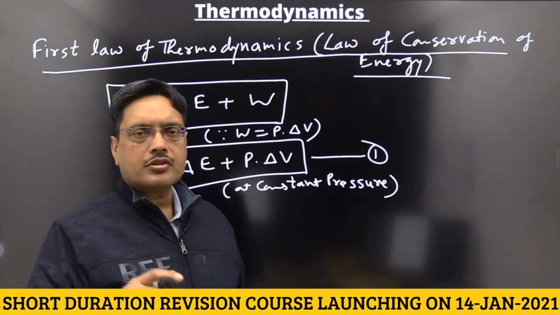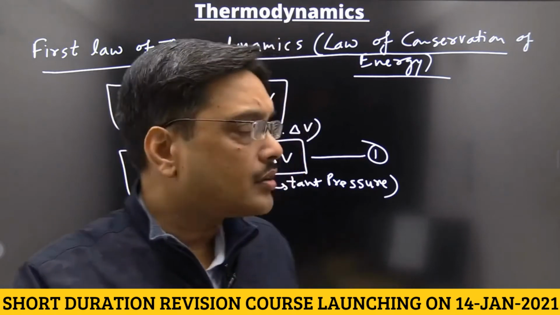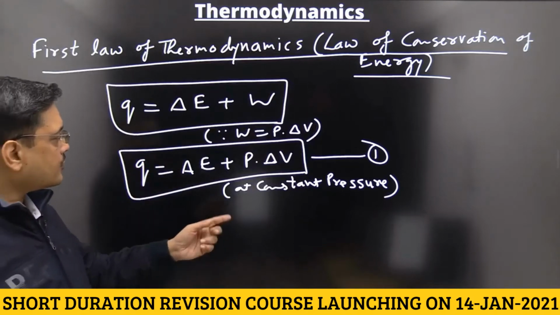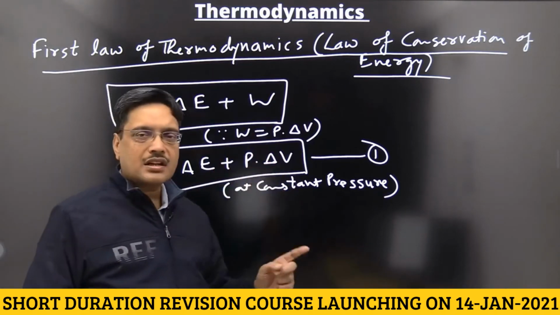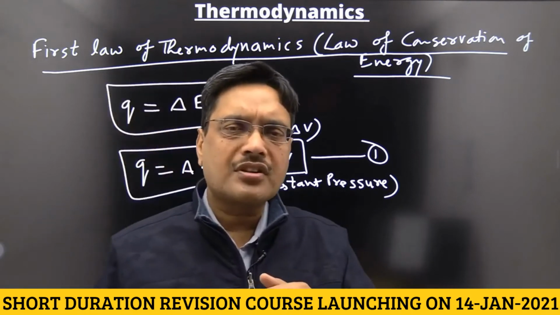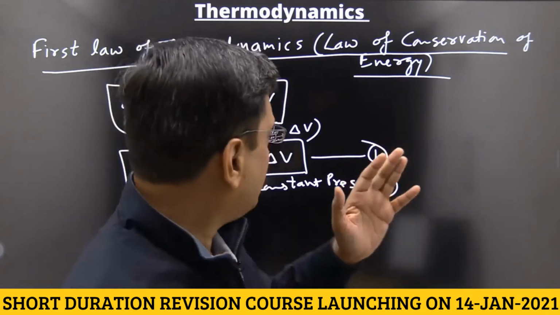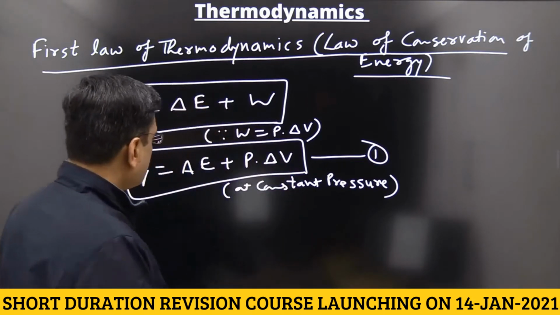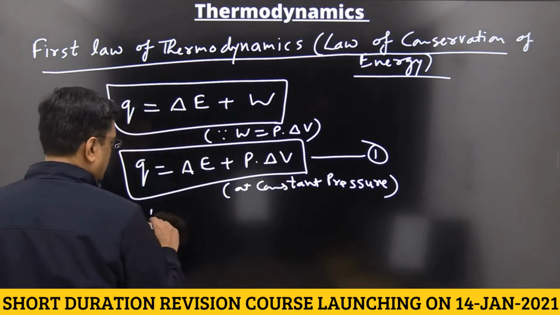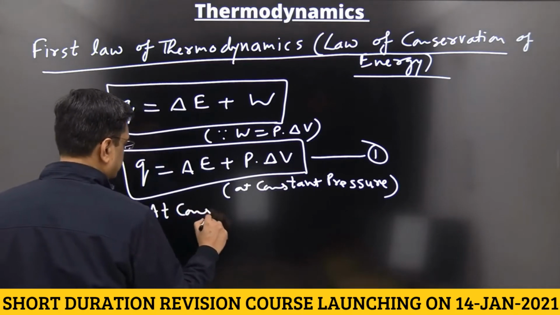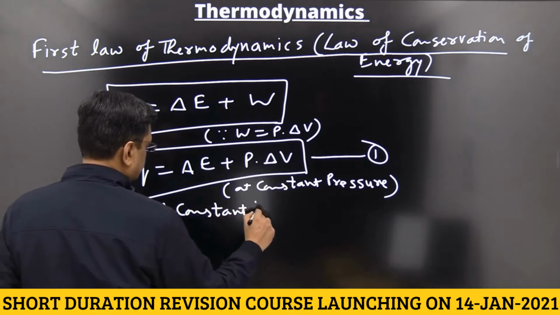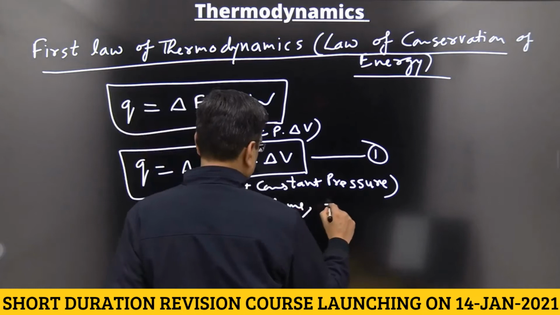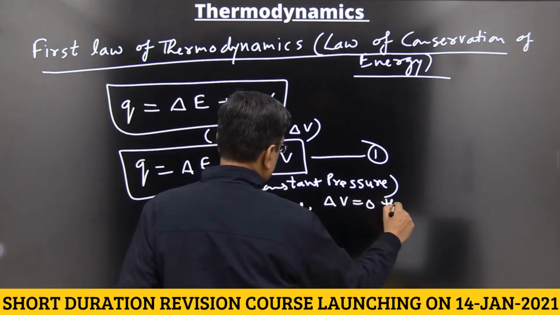If we talk about constant volume, what is the mathematical form of the first law of thermodynamics? At constant volume, work done becomes 0, because delta V is equal to 0. Pressure can be high, low or any value, but delta V is 0, so work done is also 0. And Q is equal to delta E at constant volume, delta V is equal to 0.